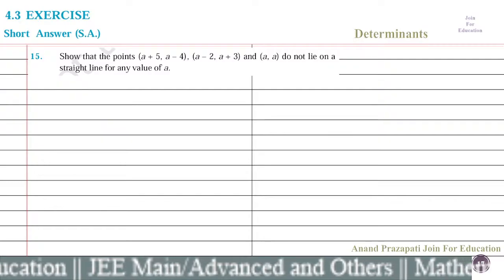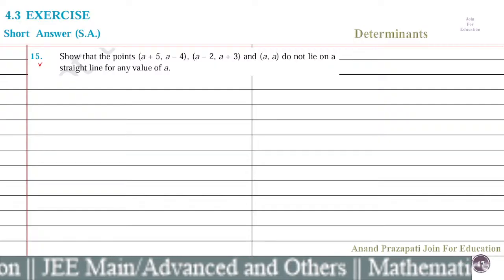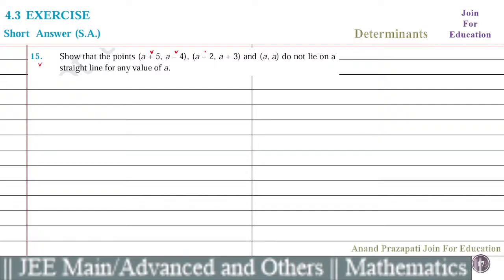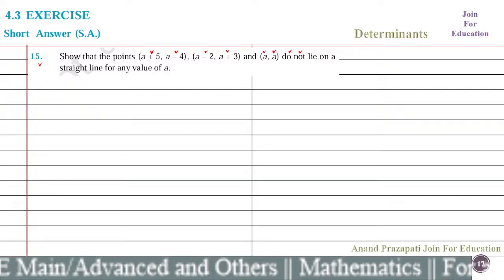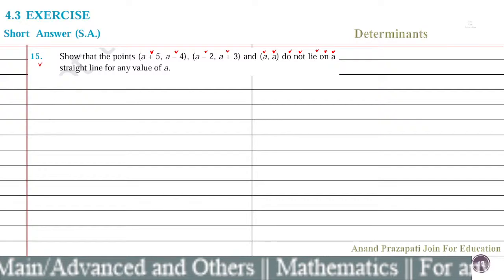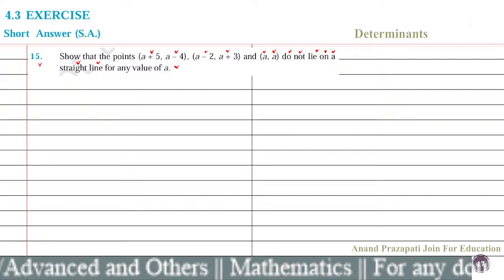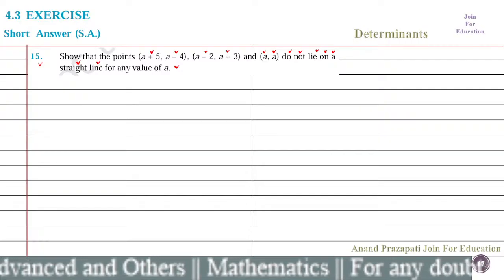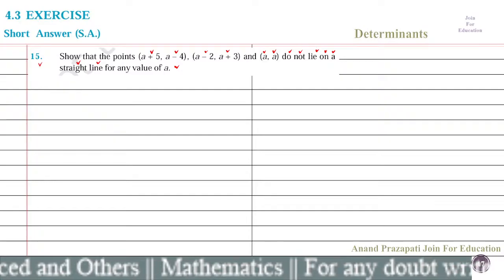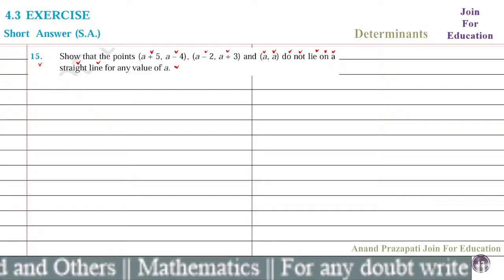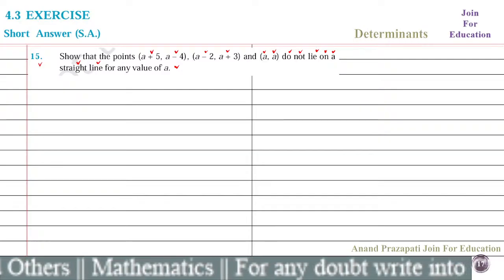Let's see the solution of this question. In this question, we are asked to show that the points a plus 5, a minus 4, a minus 2, a plus 3, a do not lie on a straight line for any value of a. It means that the area formed by these points will not be zero. Then we say that the given points do not lie on a straight line. So let's see the solution.